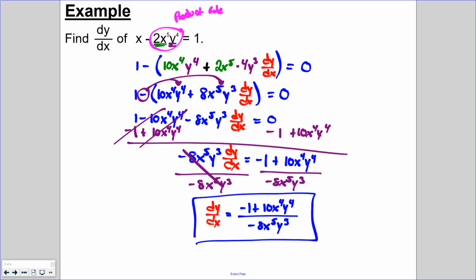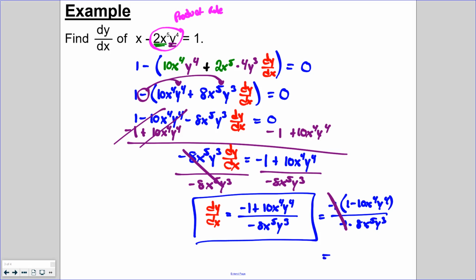So if we really wanted to factor out that negative 1, we would have to factor it out of the numerator, so negative 1 times the quantity 1 minus 10x to the fourth, y to the fourth, and that would be all over negative 1 times 8x to the fifth, y cubed. Now they are factors. Now they can cancel out.